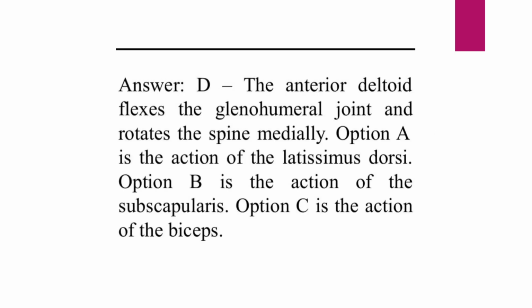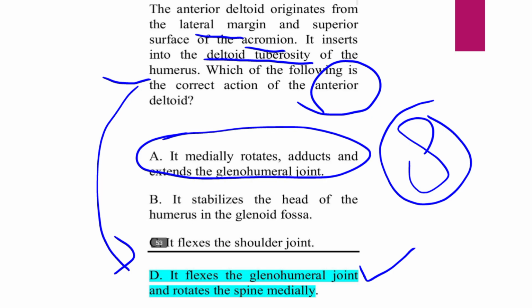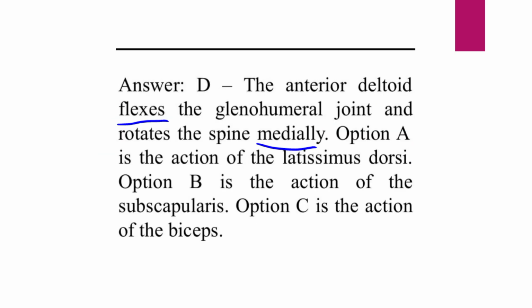Discuss this answer. The anterior deltoid flexes the GH joint and rotates the spine medially. Option A is the action of latissimus dorsi. What is option A? It medially rotates, adducts, and extends the GH joint, the shoulder joint. It is the correct option for latissimus dorsi.